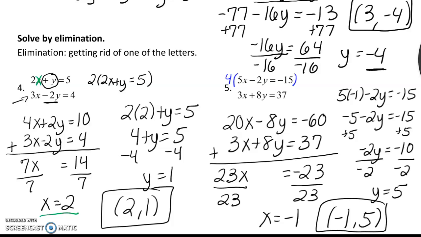And that would be my final answer. So those are our 3 ways of solving a system: graphing, substitution, and elimination. And this should help you with Chapter 3, Priority Standard number 1.